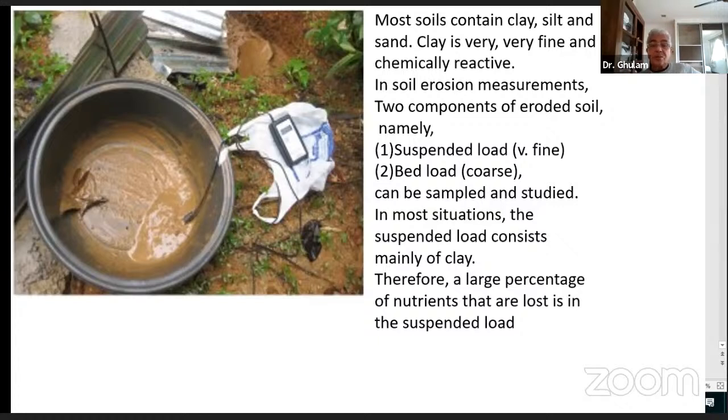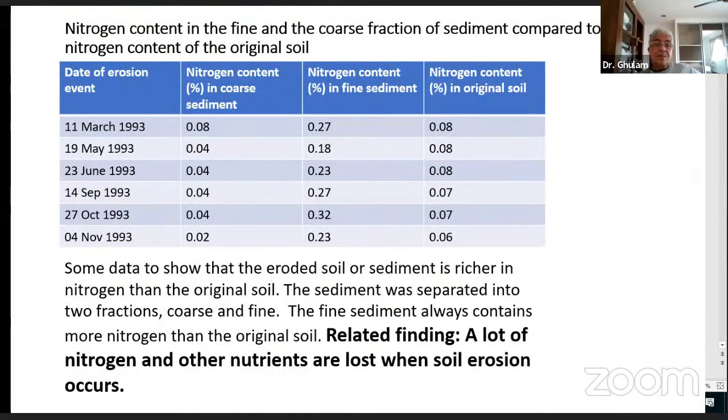So when you sample these two fractions of eroded soil, or sometimes called sediment, then you can see that there is a very great difference in the amount of nutrients in these two fractions. The suspended load, of course, being very fine, is composed largely of clay, and this is where most of the nutrients are attached. And I'll show you something in the next slide, where some measurements have been made.